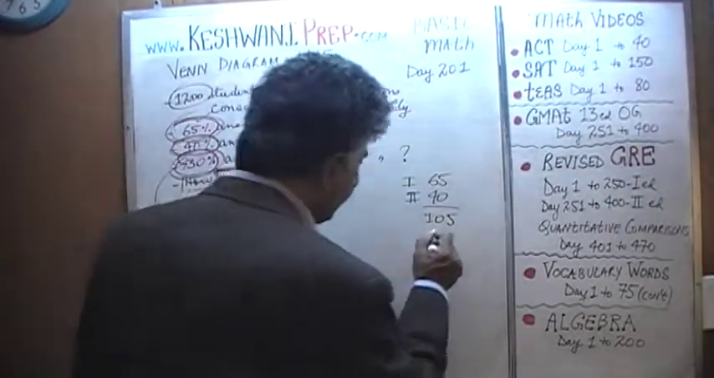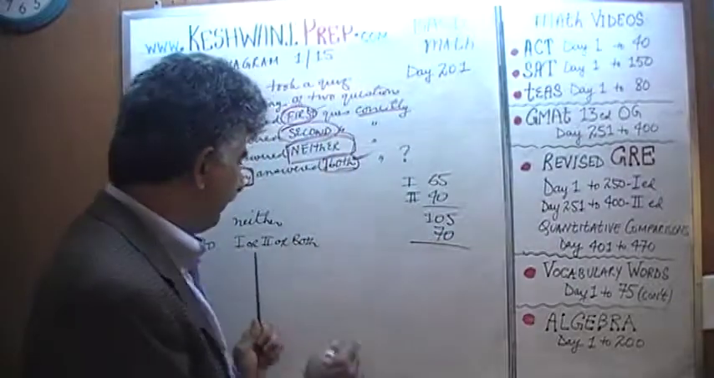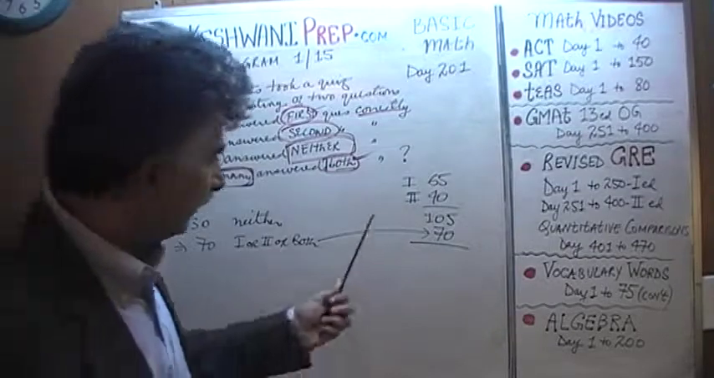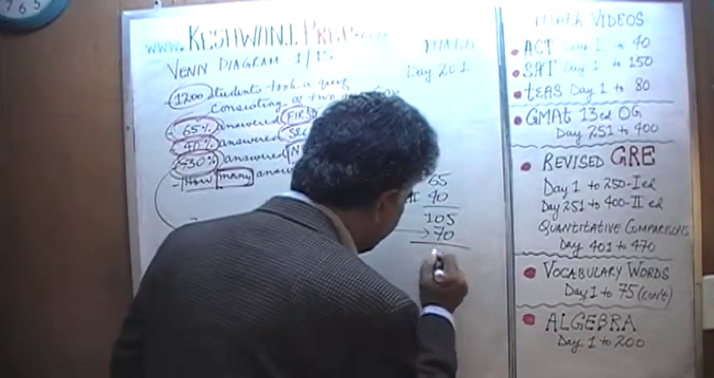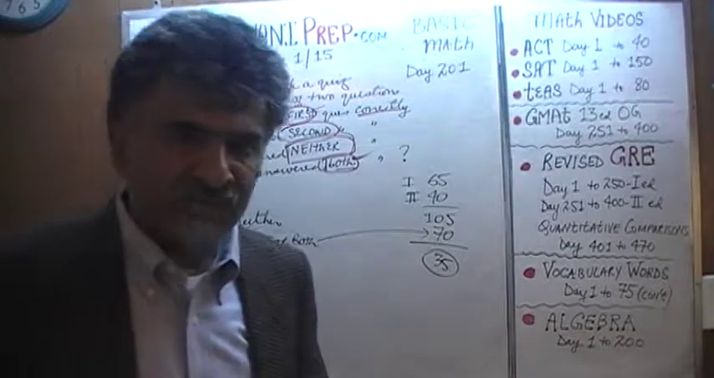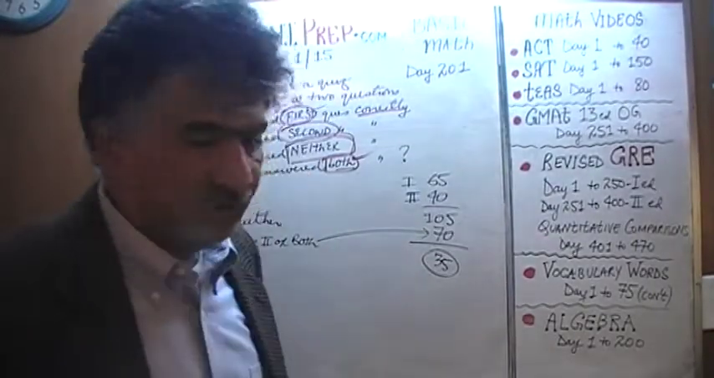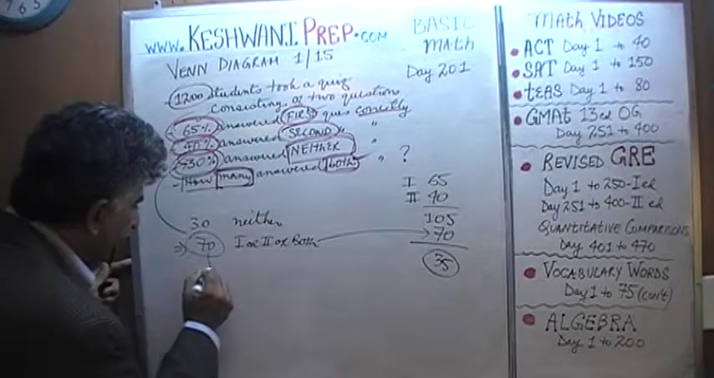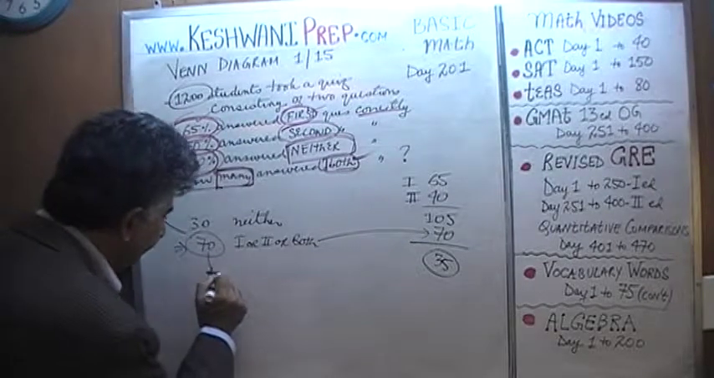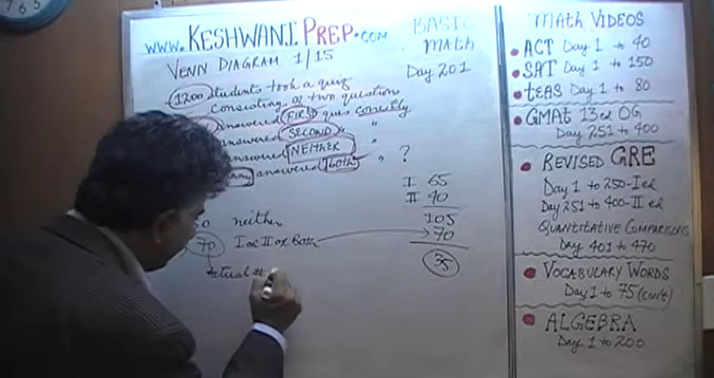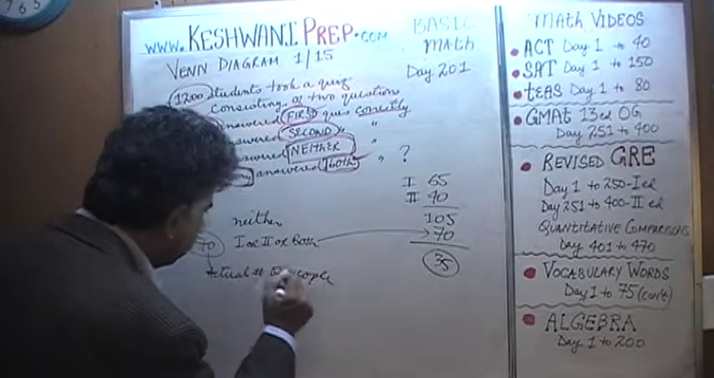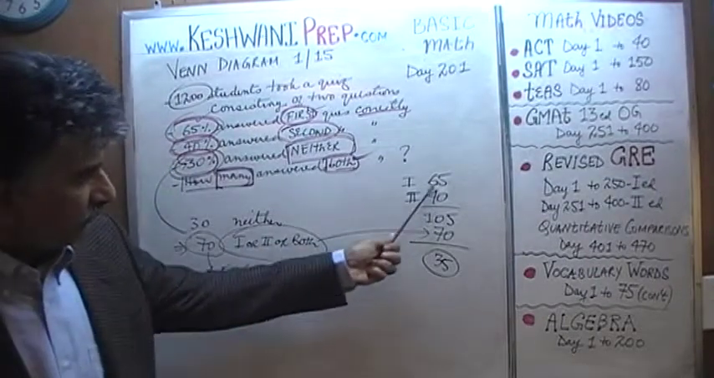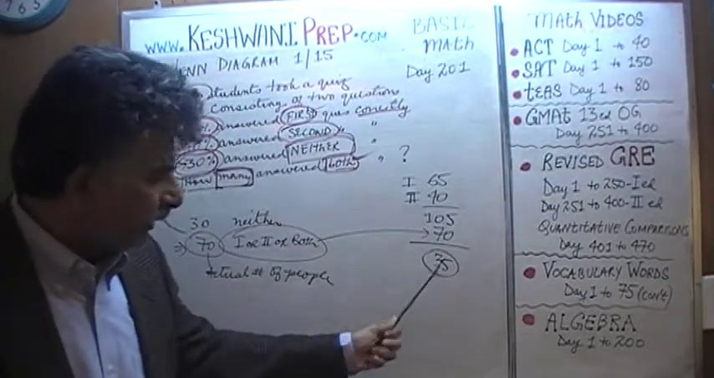If we subtract 70 from here, that's the actual number of people who answered one or two or both correctly. The difference is 35. Now, why do we have 35 left over here? Why do we have an overflow of 35? This 70 represents the actual number of people who answered one or two or both correctly. Once we subtract 70 from the total at the beginning, we have an overflow of 35. Why do we have 35 left over here?